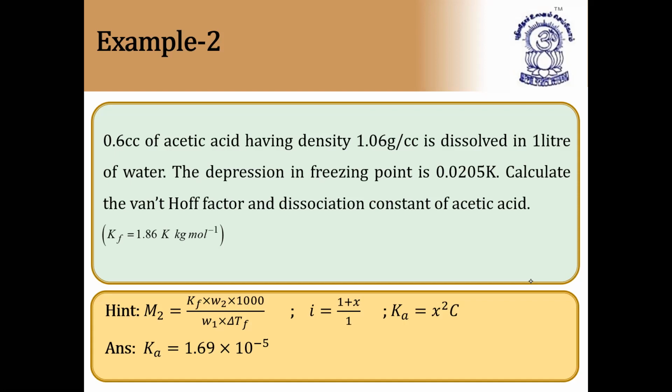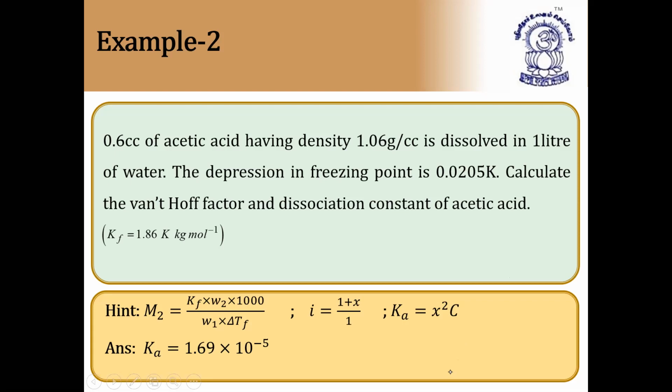So M2, the hint is: first we find the molecular weight of solute. M2 is equal to Kf into W2 into 1000 by W1 into delta Tf, and i is equal to 1 plus x by 1. Here x is the number of ions; for acetic acid it becomes 2. So Ka is equal to C alpha square by 1 plus alpha. Then the Ka value, the dissociation constant of the acid, becomes 1.69 into 10 to the power of minus 5.